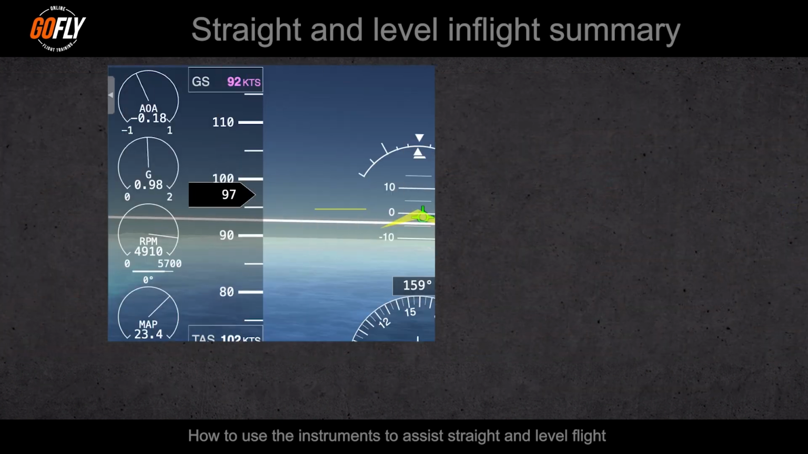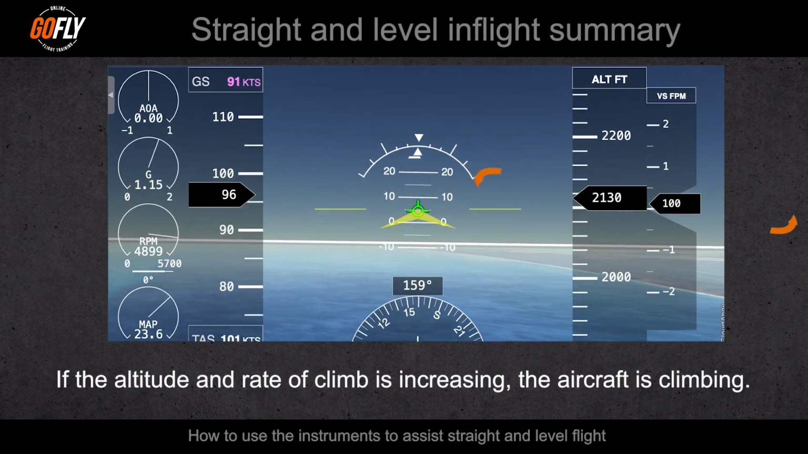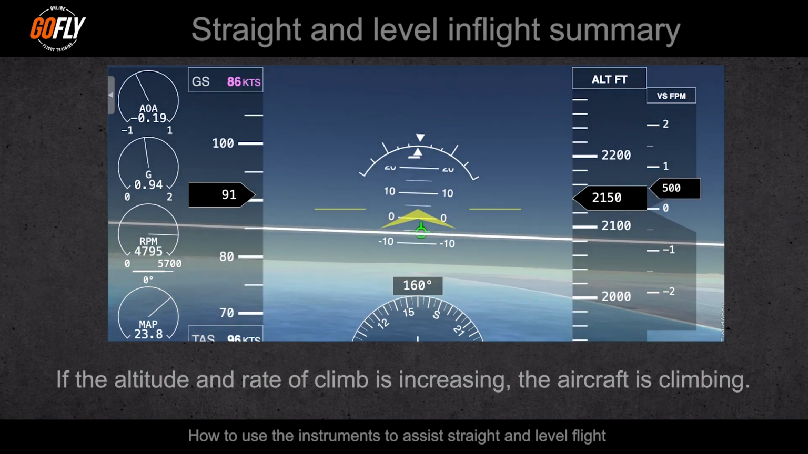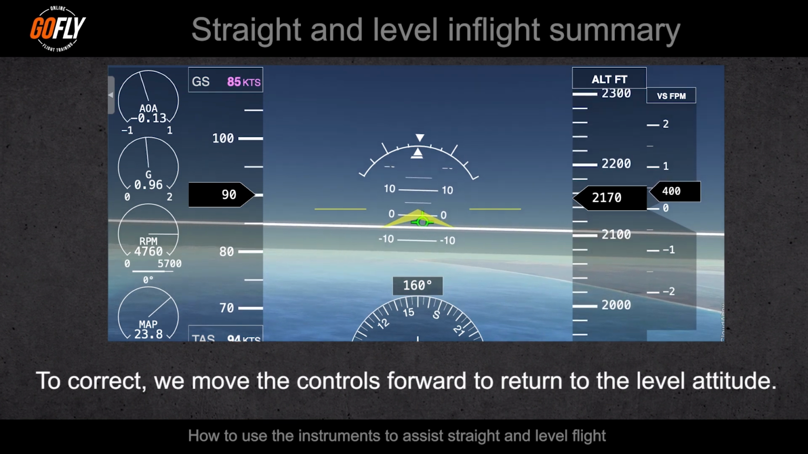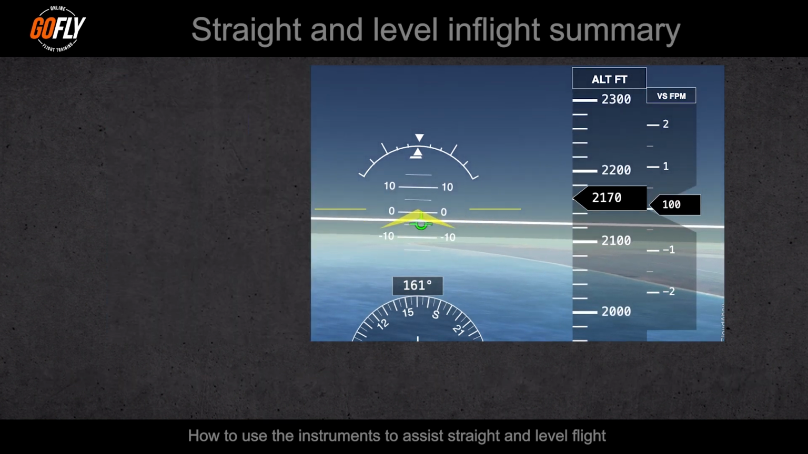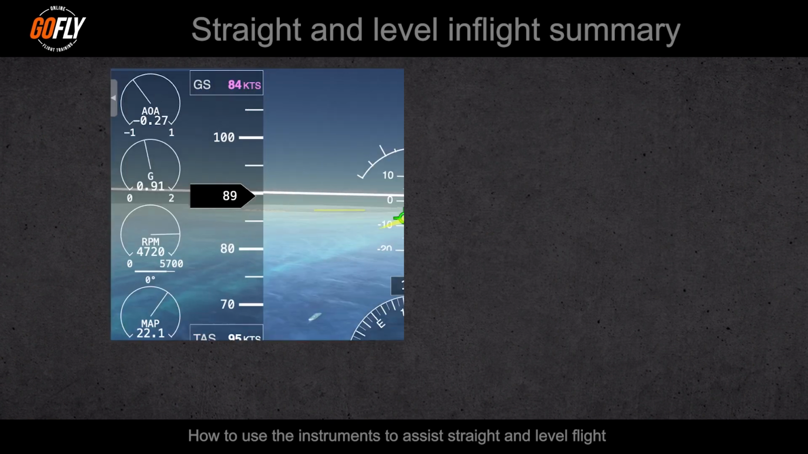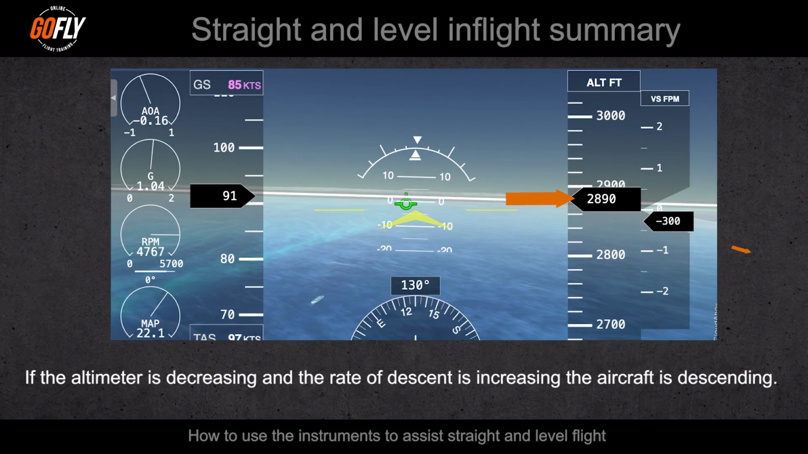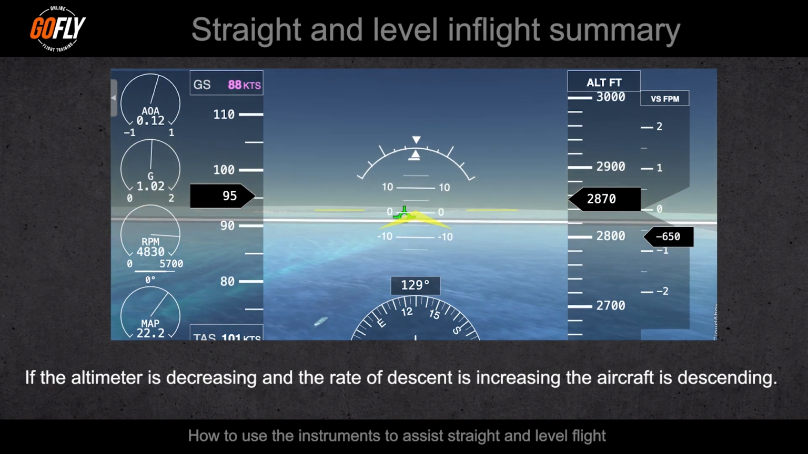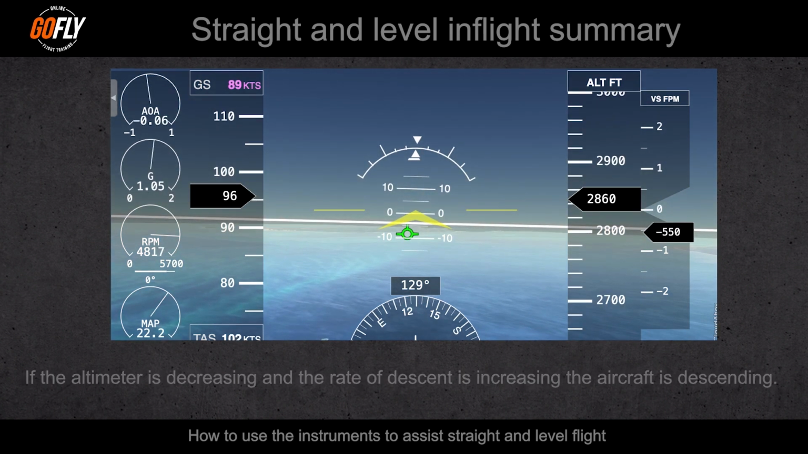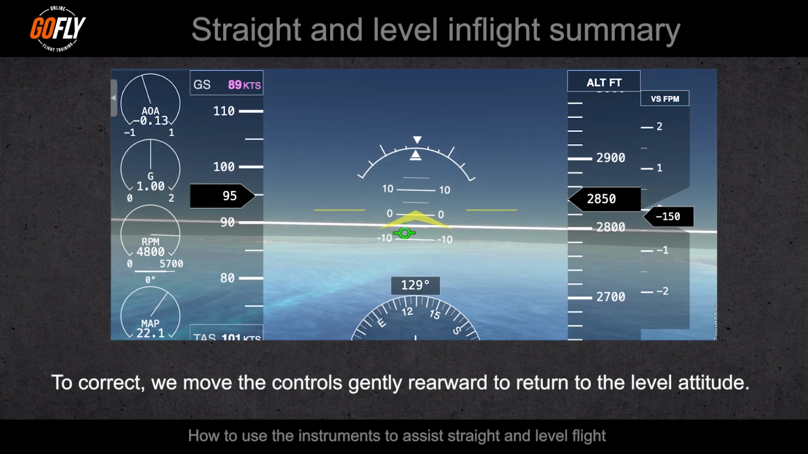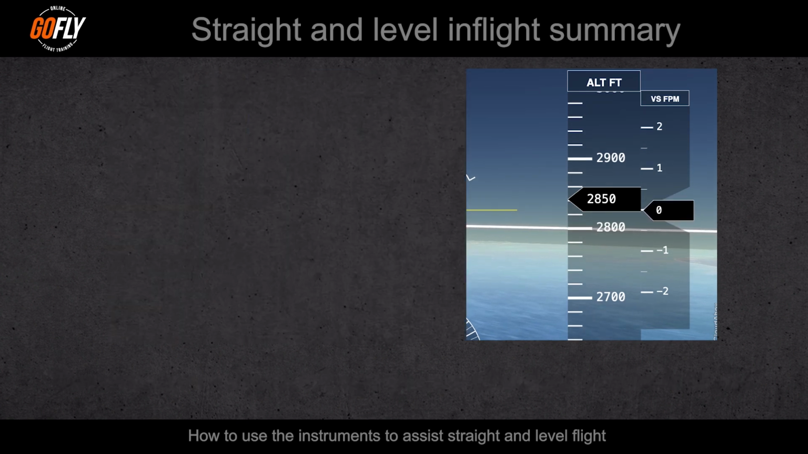Now we can see the altitude increasing and the vertical speed showing an increase in the rate of climb, which means we are climbing. In this instance, we gently move the controls forward to return to the level attitude. Now we can see the altimeter decreasing and the vertical speed showing an increase in the rate of descent, meaning we are descending. To correct, we gently move the controls rearward to return to the level attitude.